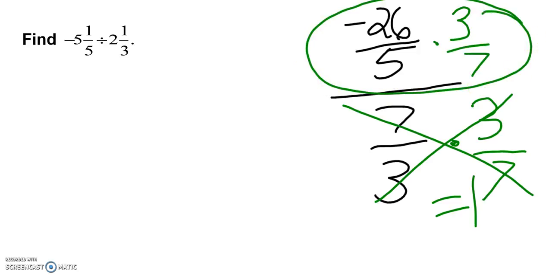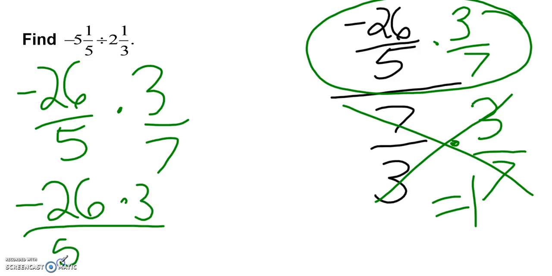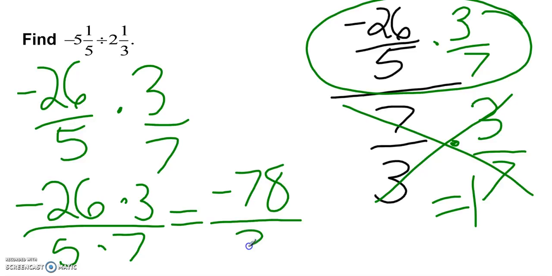And I'm going to rewrite that over here. So negative 26 over 5 times 3 over 7. And then you just multiply right across. So negative 26 times 3 over 5 times 7. Okay, so negative 26 times 3 gives me negative 78. And then that's all over 35, 5 times 7.